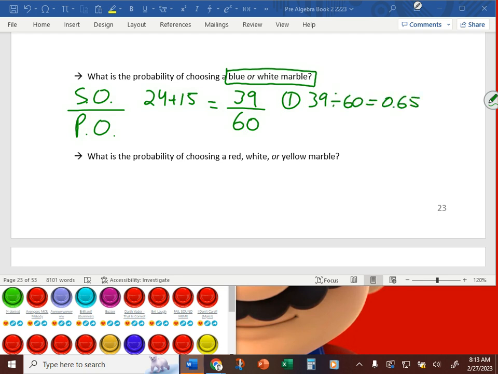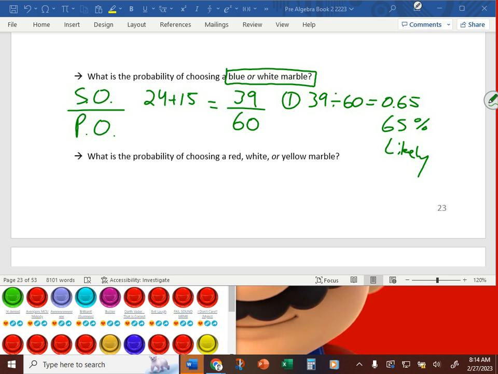If you ever don't get a perfectly well-rounded decimal, just round to the nearest hundredth. Like if this was 0.65, 1872, whatever, just round to the nearest hundredth. Okay? 65% chance. Likely or not likely to happen? Likely. Likely to happen. Not guaranteed, certainly, but likely to happen. 65% of the time, 65 out of 100 times, you would pick a blue or a white one.